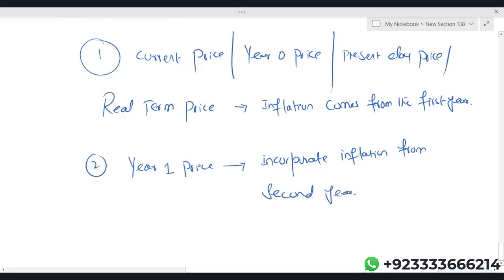For example, the examiner says the given prices are 2024 prices. When you say 2024 prices, it means inflation till 2024 is included. Now you are actually required to include the inflation from 2025 onwards.